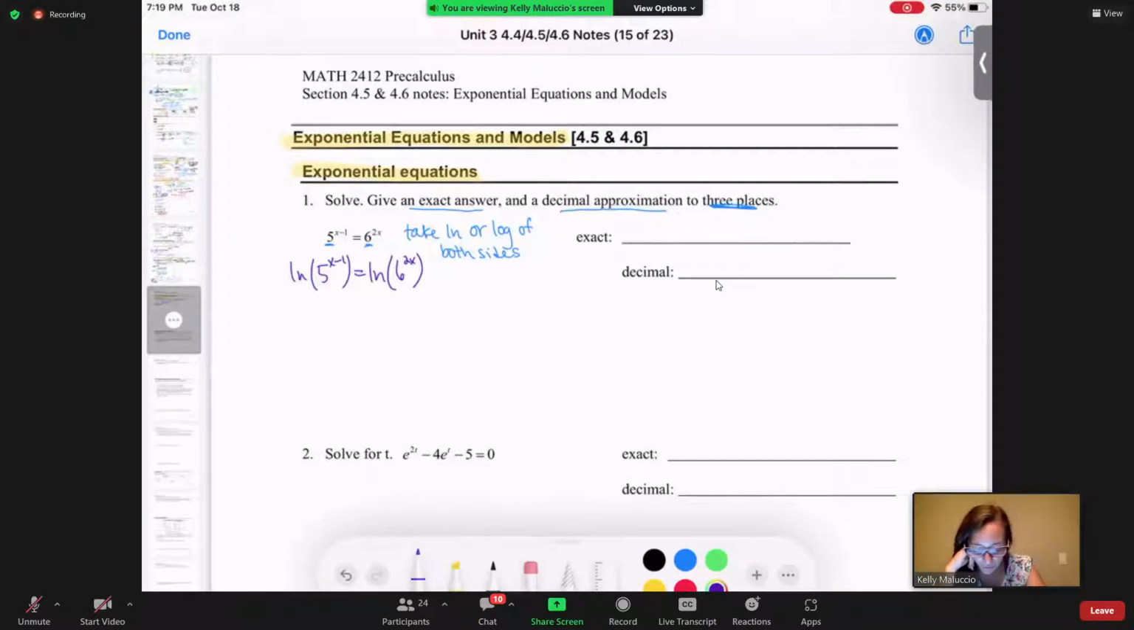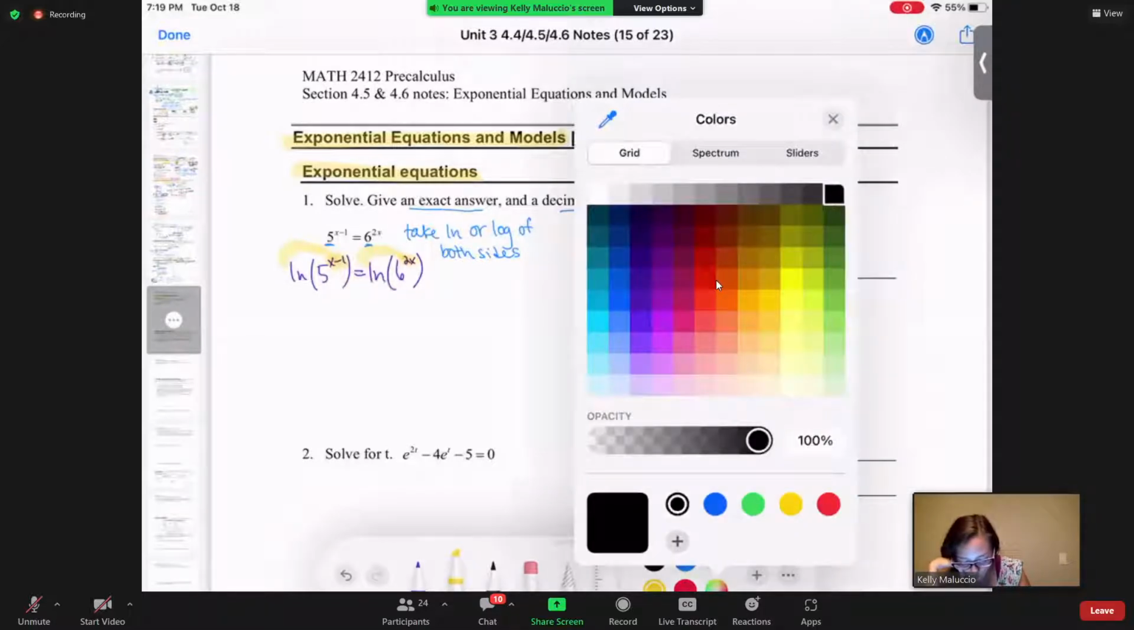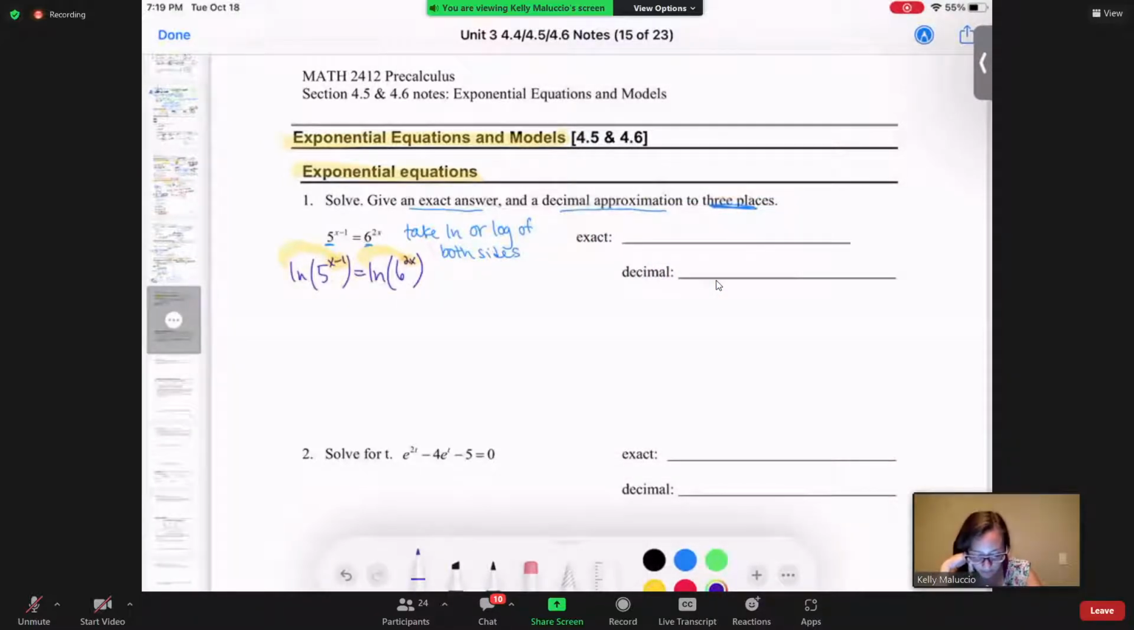Okay, so I take ln of both sides, and then I use my amazing properties, right? And I take these exponents and I bring them in the front. So, oops, what did I do? That's not what I meant to do. Here we go. And I bring them in the front and I say, I have x minus 1 ln 5, and okay, you don't need those parentheses, equals 2x ln 6, right?